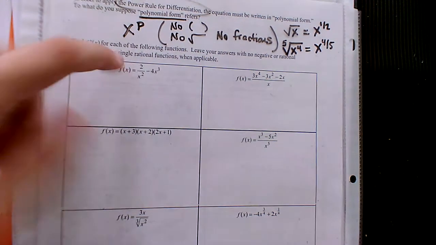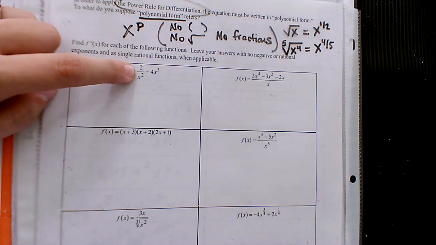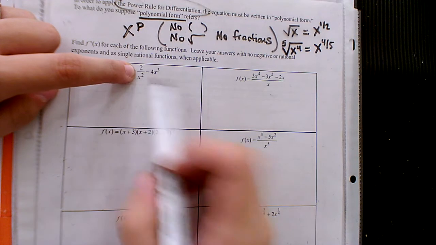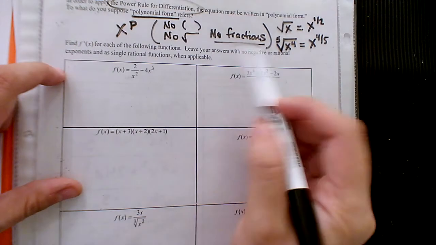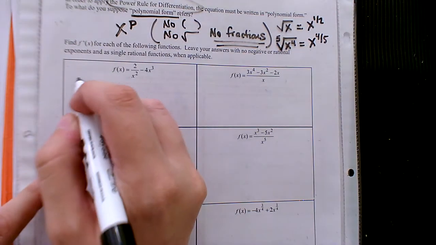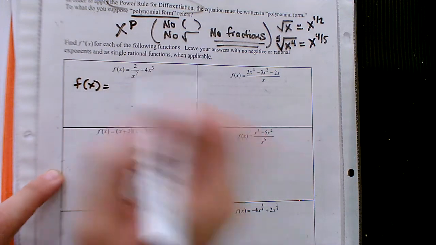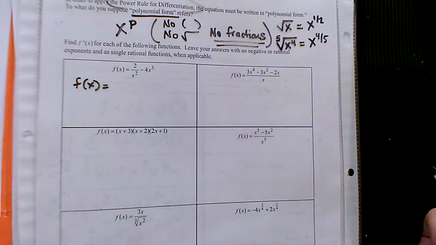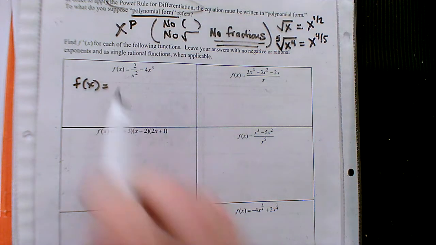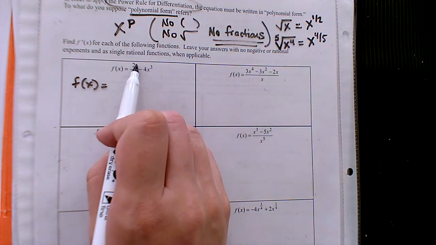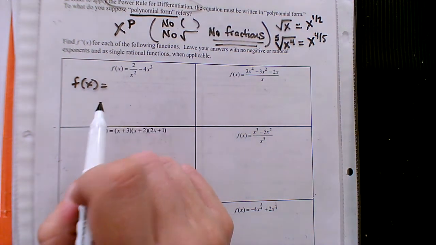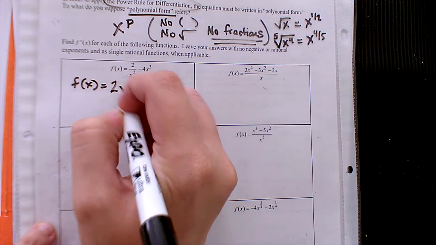So the first one, if you look at the first term, it's a fraction. There is an x to a power in it, but we don't want it written as a fraction. So how can we rewrite the first term so it's x to a power? If we don't want the x in the denominator, we want to move it up, so there's no longer a fraction. To the -2, all right?